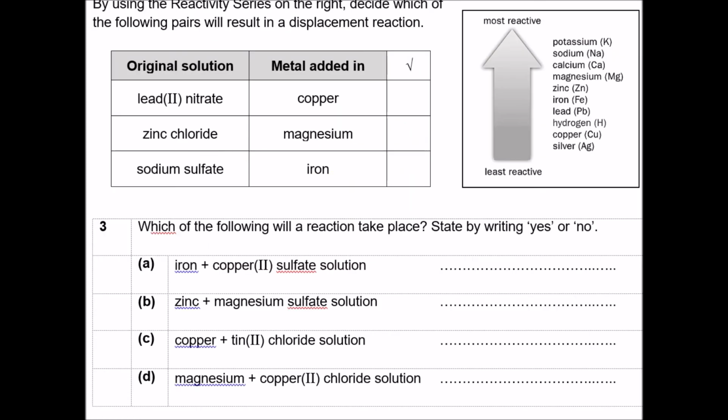Okay, for the last two examples, we are looking at displacement again. So which pair will result in a displacement? For displacement to happen, you have to remember that the metal added in must be more reactive than the metal which is inside the solution. Okay, so again you need to compare with the reactivity series. So copper is less reactive, magnesium is more reactive than zinc, iron is less reactive than sodium. And for question 3, again you repeat the same thing, you just look at the metal and compare it to the metal inside the solution.